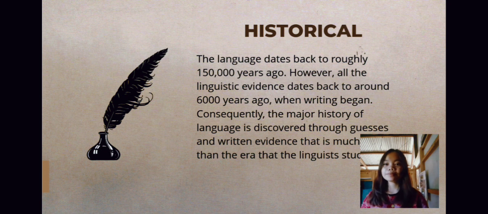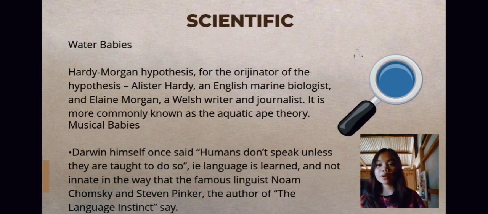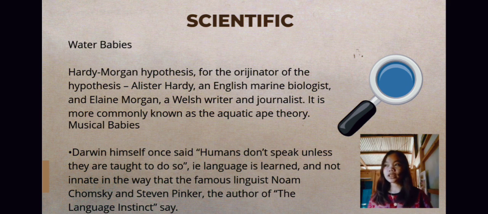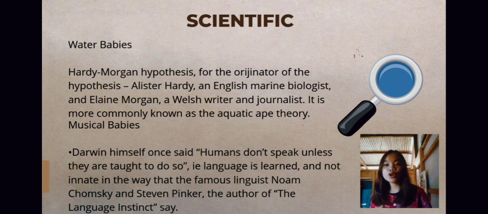Next is scientific. Water babies, the Hardy-Morgan hypothesis. The originators of the hypothesis are Alister Hardy, an English marine biologist, and Elaine Morgan, a Welsh writer and journalist. It is more commonly known as the aquatic ape theory. So this aquatic ape theory states the idea that our ancestors once spent a significant part of their life in the water, and also this theory explains the origins of many of humankind's traits.